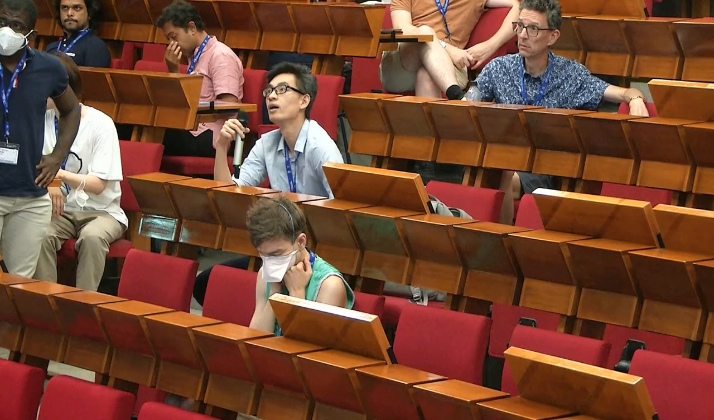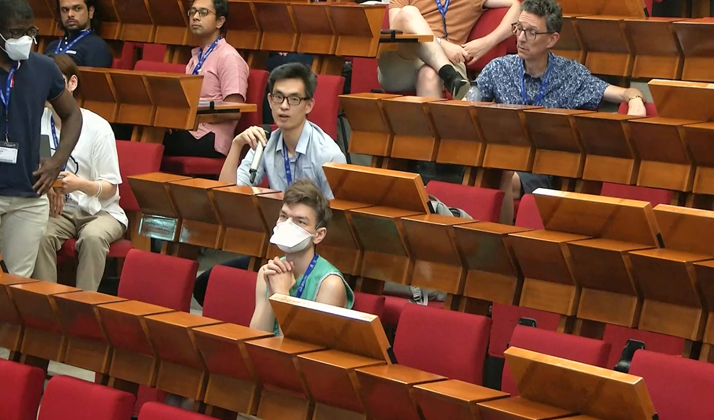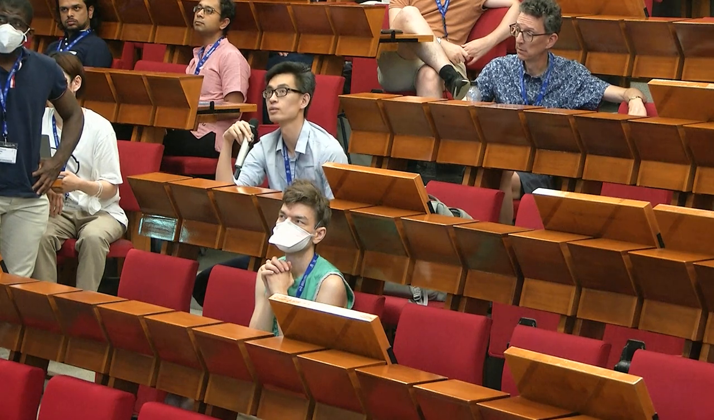Yes, you can calculate coherence time, decoherence time. And if you go faster than the coherence time, the environment does not have time to respond to your system. So even if the gap is small and you go faster than the coherence time, the environment does not have time. So is this decoherence time related to the single qubit decoherence?